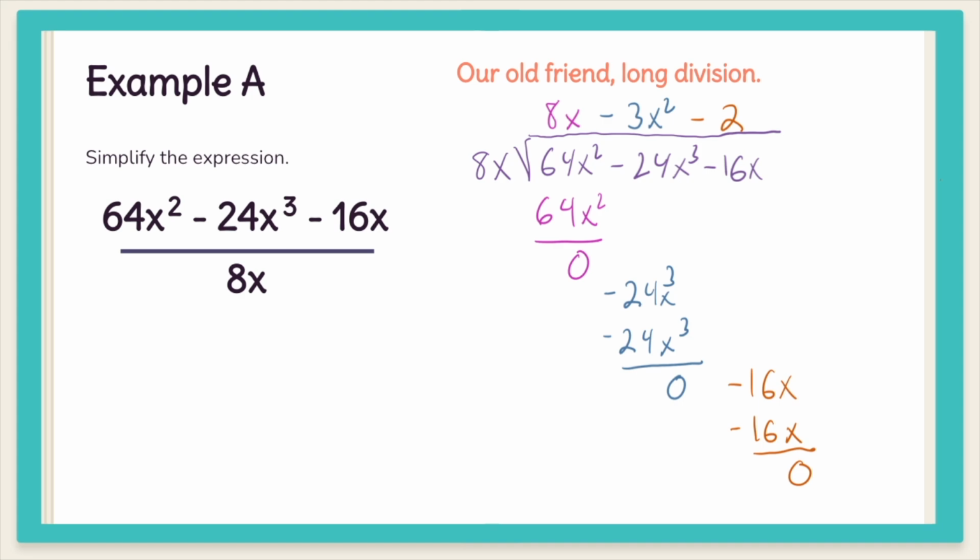But bad news, it's not written in standard form, so I need to make sure that I do that. So it should be negative 3x to the second power plus 8x to the first minus 2, which is our constant. Now let's take a look at the next example.